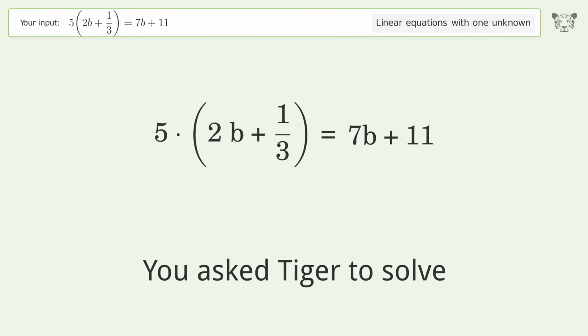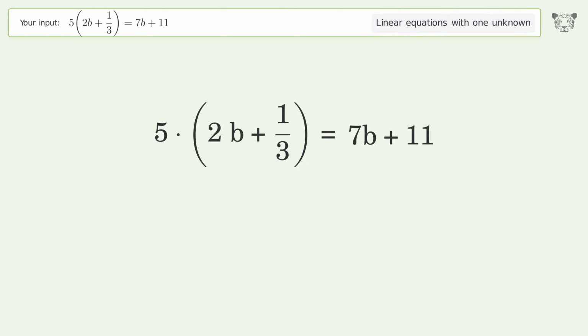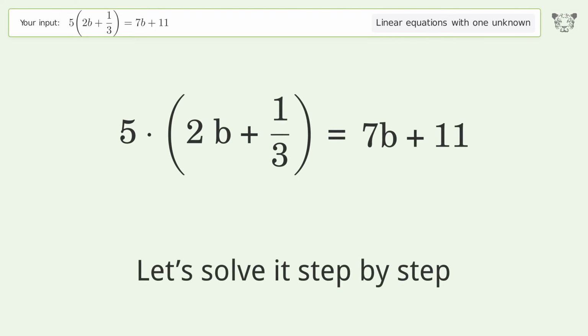You ask Tiger to solve. This deals with linear equations with one unknown. The final result is b equals 28/9. Let's solve it step by step.